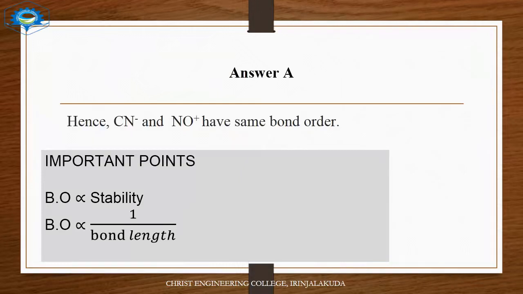So if we have bond orders with us, then we can compare the stability as well as bond length. If a question comes like this, compare the stability and compare the bond length, you have to find the bond order, which was discussed in the previous slide. Okay.